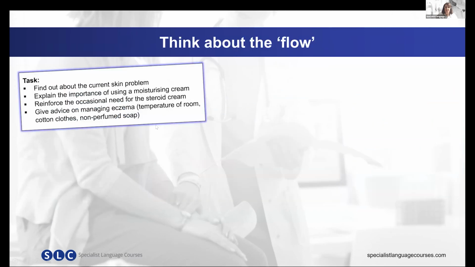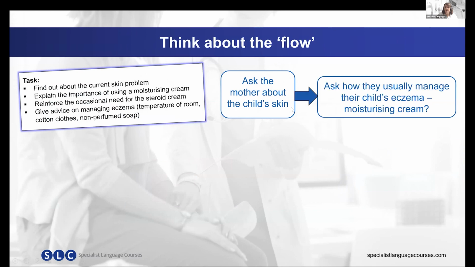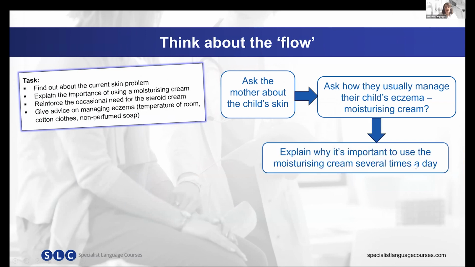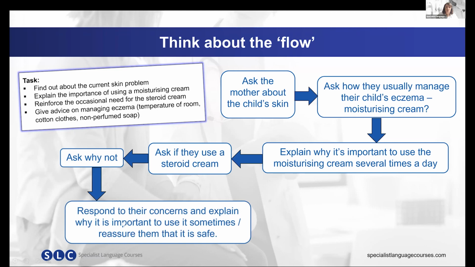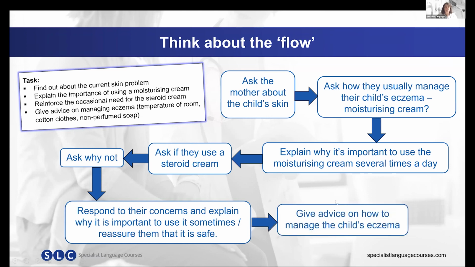So for this particular conversation, you might start by asking the mother about the child's skin. Follow this with asking how they usually manage it. Explain why it's important to use moisturizing cream. Ask if they use a steroid cream. Ask why not, because we've seen from the setting that she's reluctant or she may not want to do this. Then respond to her concerns and re-emphasize why it's important and reassure them as appropriate, and then give advice on how to manage the child's eczema. So this is an example of how the conversation might flow.